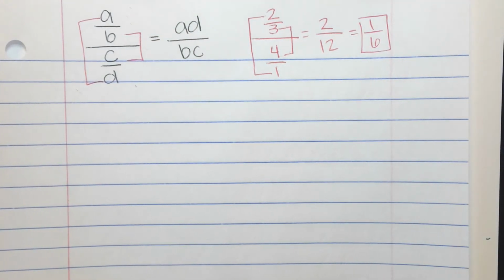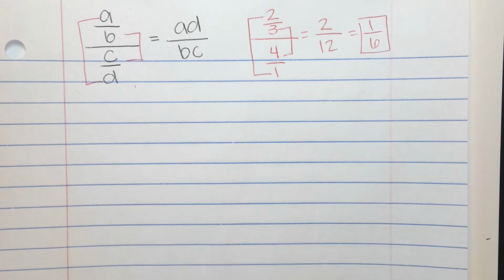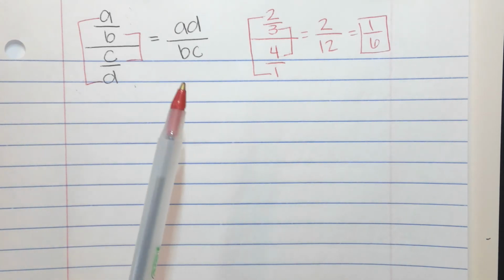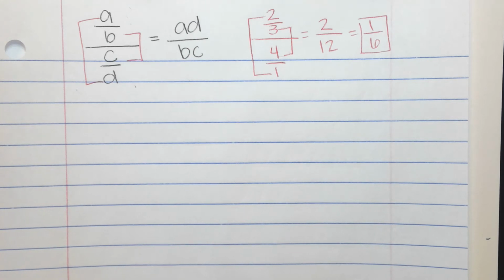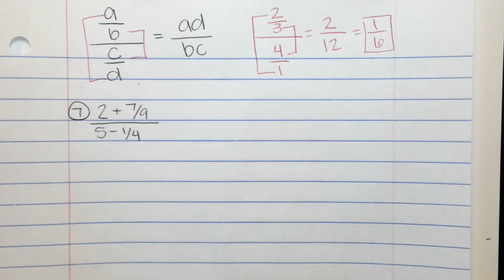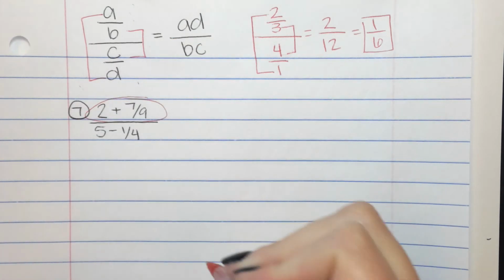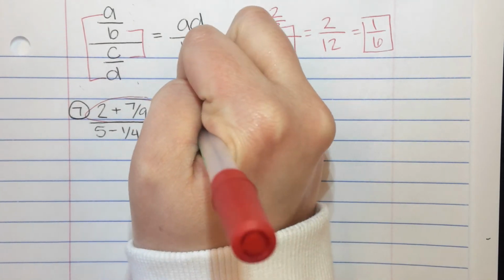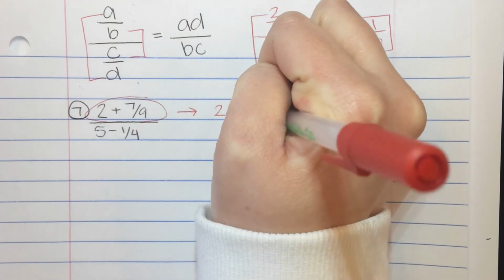So we do have 3 problems thrown in here on the end that require us to add and subtract the rational expressions and then use this little shortcut. That's what we're going to do for the remaining 3 problems. Number 7, we have 2 plus 7/9 over 5 minus 1/4. We're going to use what we've been doing to simplify the top, then we'll simplify the bottom and go on. So we have 2 plus 7 over 9.